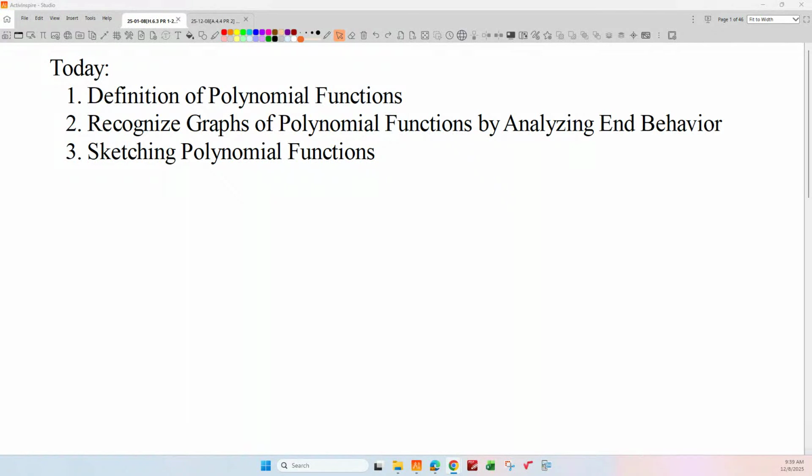Today's a big day. So the main topic is polynomial functions. That's what we're going to start talking about, where eventually we're going to get to solving polynomial equations. But for now, we're just trying to understand what these functions are, what the definition is, and we want to explore what the graphs of polynomial functions look like. We'll just start that today. We'll get into more detail later.